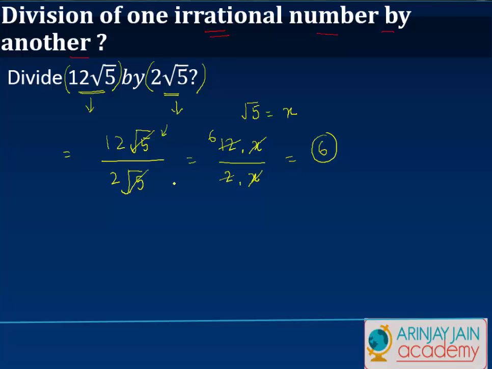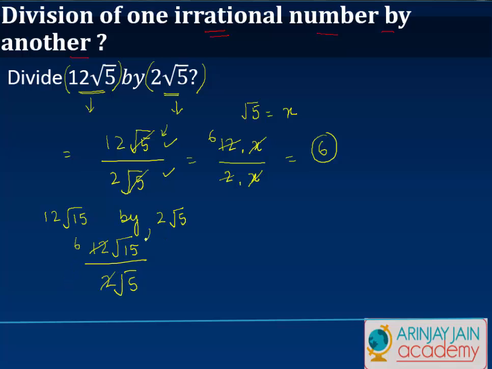So whenever there are common roots in the numerator as well as the denominator, we just cancel them out. But let's say, for example, if you had something else. So let's say you had 12 root 15 and you had to divide it by 2 root 5. Now what? So this effectively turns out as 12 root 15 divided by 2 root 5. In such cases, the division of 12 and 2 would remain the way it was.